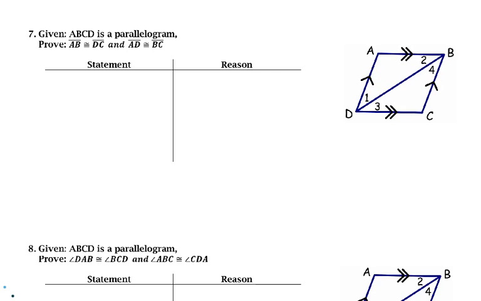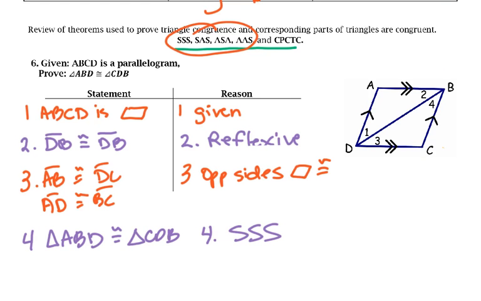So instead, I'm going to have to figure out some way to show that they're congruent. And if I look at what we just did in the previous problem, we proved that these two triangles were congruent. If two triangles are proven congruent, what am I able to say about their parts? I'm able to say that their corresponding parts are congruent.